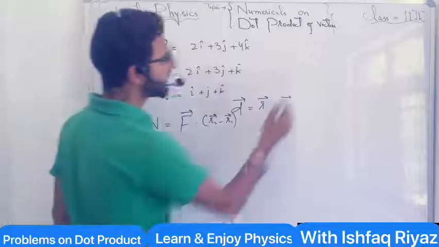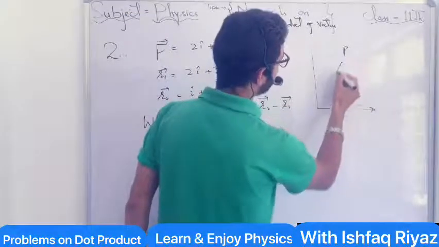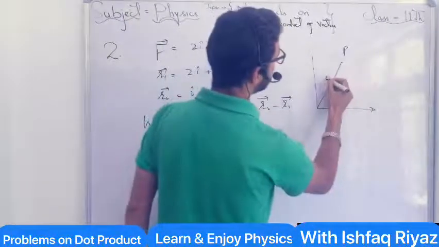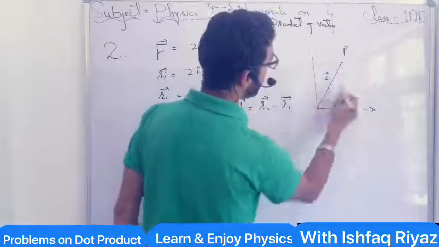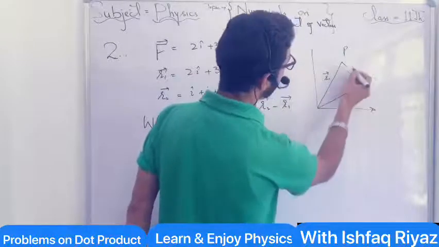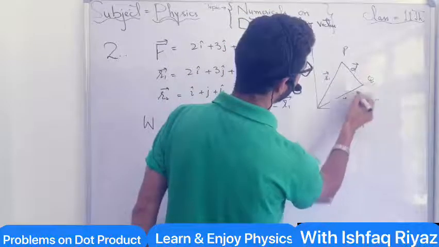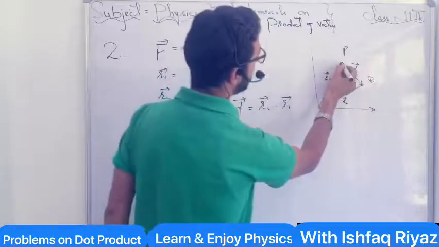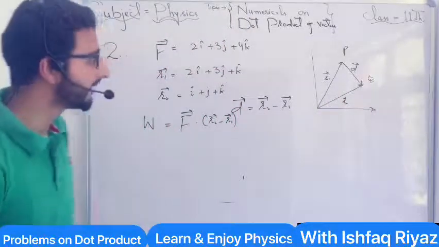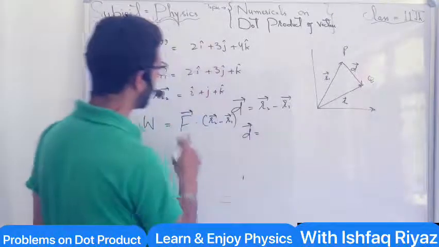Actually, the question is like this. This is point P, and a force F acts on this very point, and the position vector of this point is R1, and the body is displaced from point P to point Q, through a displacement D. The position vector of point Q is R2. So this displacement vector will be simply given by R2 minus R1 as per the triangle law of vector addition.